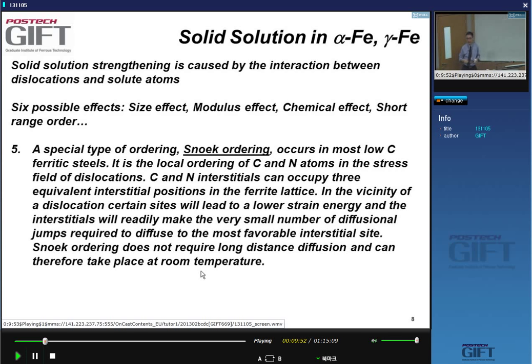What does it mean, for instance? You take a ferritic steel, a carbon steel, and you measure the stress strain curve. But you don't go all the way. You stop after a few percent of strain. Originally there is no yield point or anything. You have a nice continuous yielding behavior. So you deform a little bit, 3-4%. You stop, you remove the load, and after a few seconds, you measure again, and lo and behold, you have a yield point there. That yield point is the proof of this Snoek ordering.